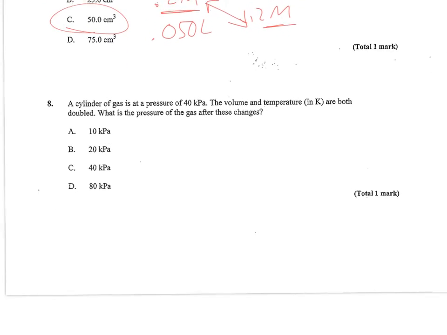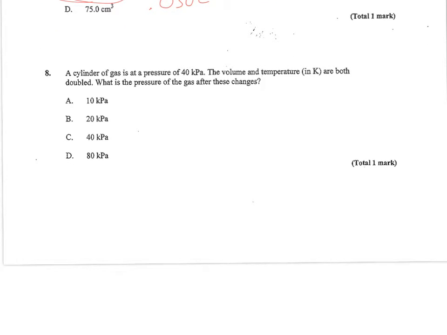Number 8, a cylinder of gas at a pressure of 40 kilopascals. If the volume and temperature are both doubled, what is the pressure of the gas after these changes? Well, I'm talking about P1 times V1 over T1, and my P1 is 40 kilopascals. I want to know P2 when V1 has been doubled and T1 has been doubled. So my V2 is just 2V1, and my new temperature is just 2T1.